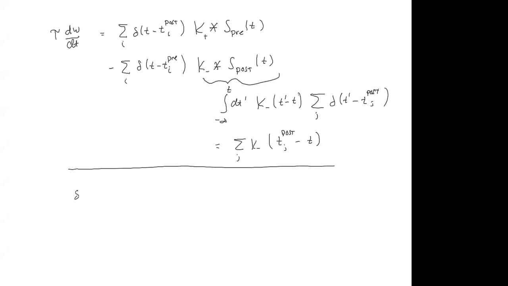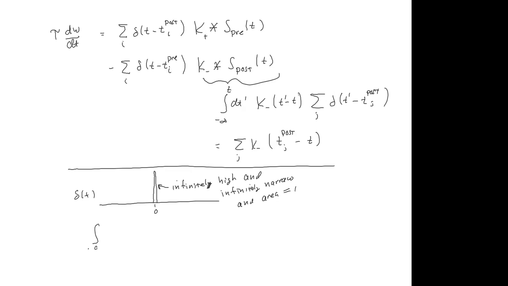So delta of t as a function of t is zero, it's basically infinitely high and infinitely narrow, and area equals one. So the integral from minus a to plus b of delta of t equals one if b is greater than zero and a is greater than zero, okay? So that you probably know. What you may not know is how to deal with delta functions in differential equations.